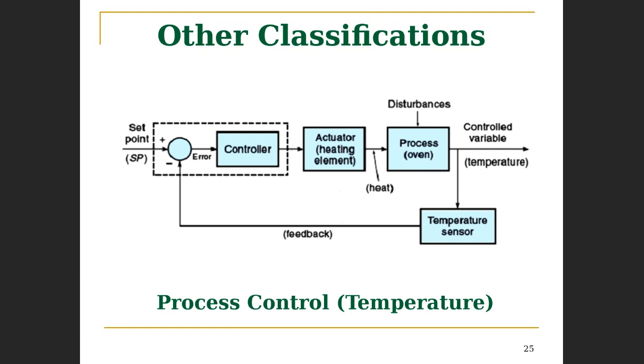Again, I want to bring your attention to the general names for the blocks: controller, actuator, process, and sensor, right? Now, specific to this example, our actuator is the heating element, the process is the oven, and our temperature sensor is providing measurement of our controlled variable, okay?